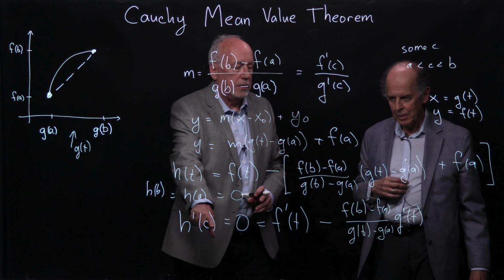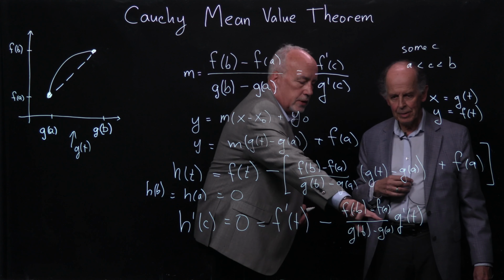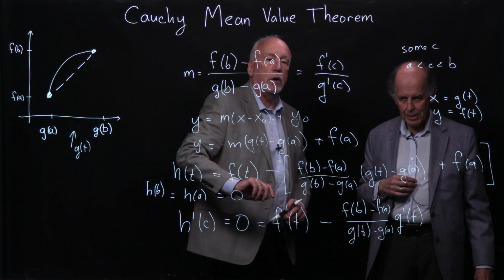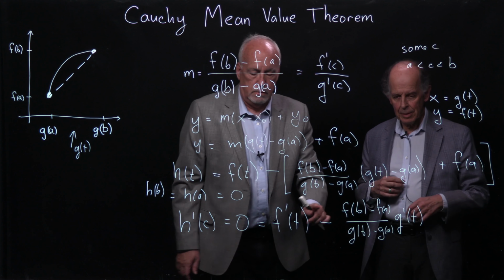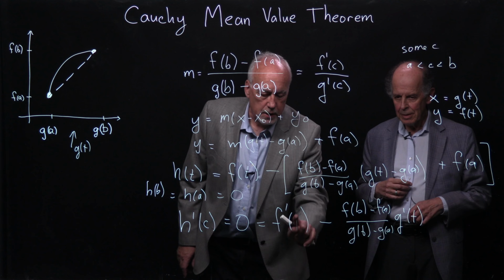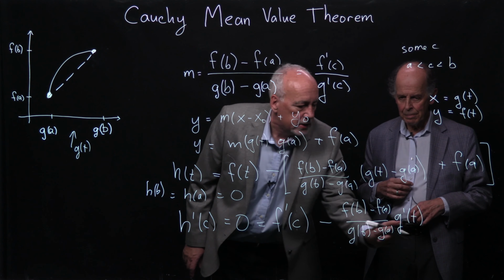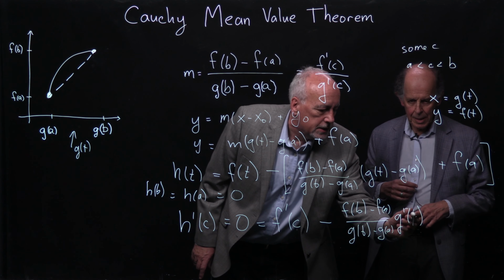So this is equal to 0. So this is equal to that. I divide through by g prime, and I get this. Oops, I forgot my little c. It's not arbitrary t, it's a special point, t equal to c.